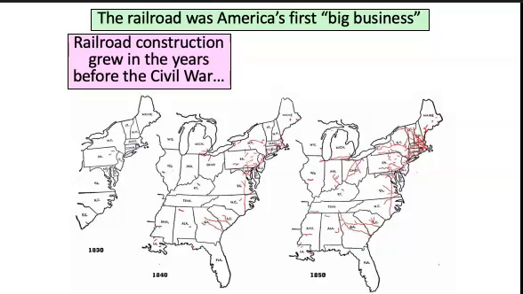Now, railroad construction in the years prior to the Civil War had grown slightly. We can see the first railroads on the map in 1830 on the far left-hand map. By 1840, they're starting to expand. By 1850, we're starting to see a national network, or at least regional networks, really start to develop.